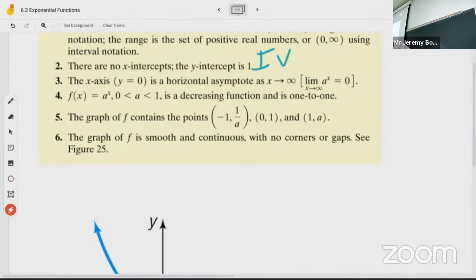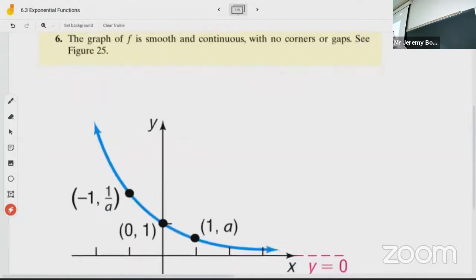Notice that the points are the same. We have -1, 1/a, 0 comma 1, and 1 comma a. Those are your basic points. But like I said before, those could shift depending on your function. They're just a good set of points to look at, when x is -1, x is 0, and x is 1. Those are usually pretty good to look at. And then once again, it's smooth and continuous. There are no gaps, no jumps or anything.